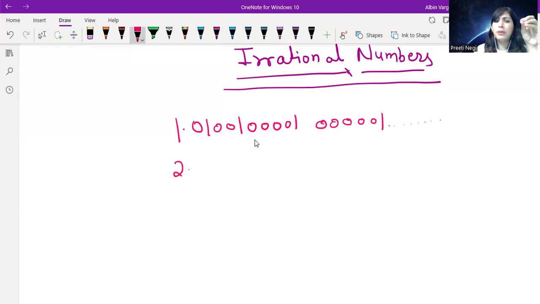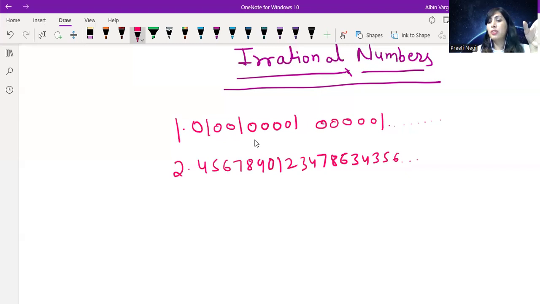You can write any number, 2.456789101234567889345, anything, right? Which is not repeating, which is not terminating. That is an irrational number. Okay.